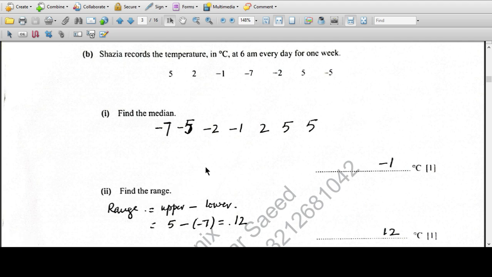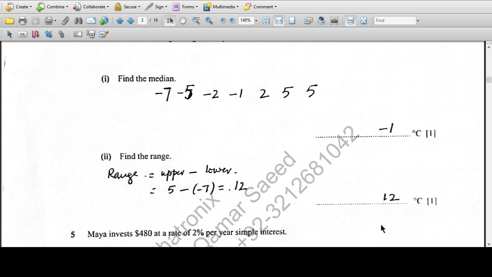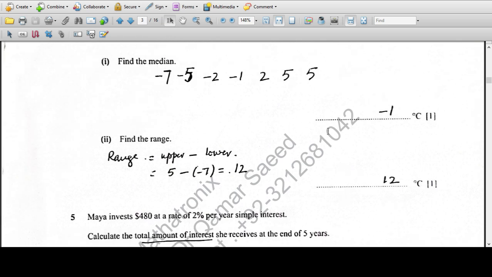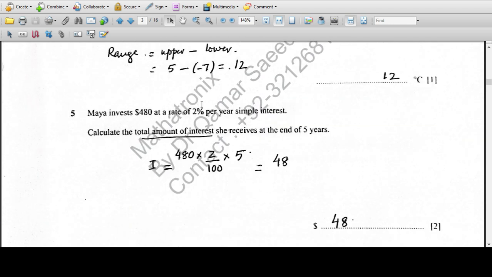Second part is the range. So we have the upper limit is 5 and the lower value is -7. So we subtract the lower value from the upper value, so we'll get the range. So upper bound is 5 and lower value is -7. So 5 minus -7 is 5 plus 7. So the difference between 5 and -7 is 12. So the change in temperature from the lowest to the highest is 12 degrees Celsius.